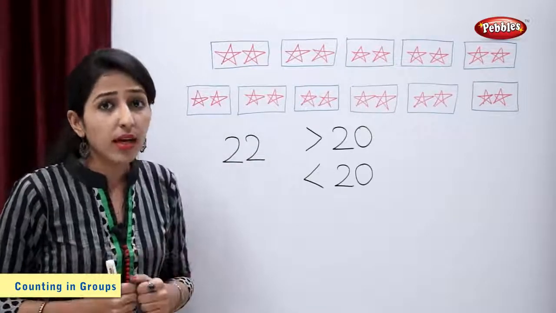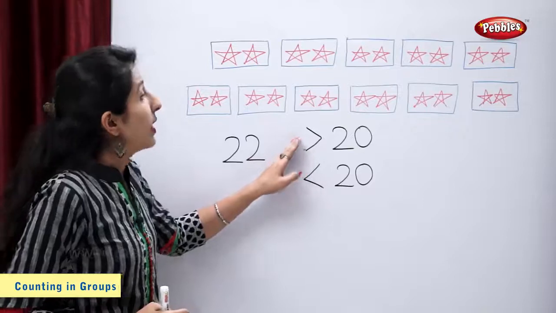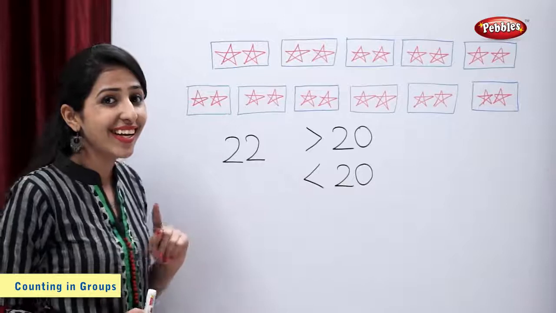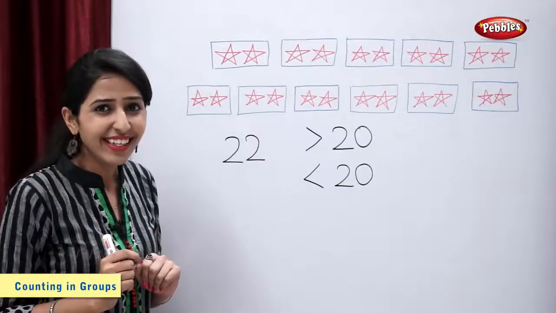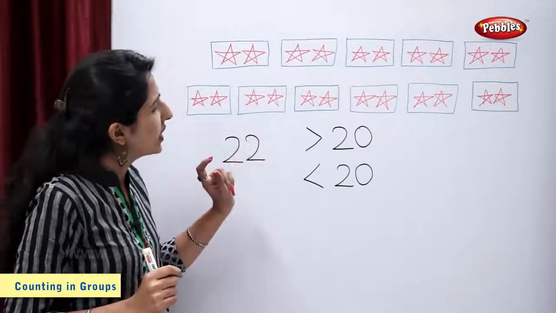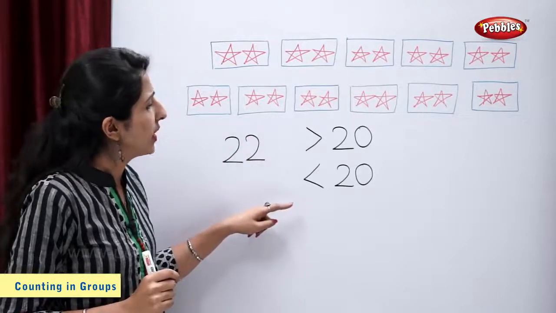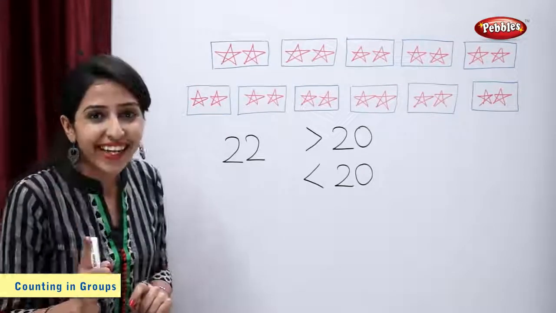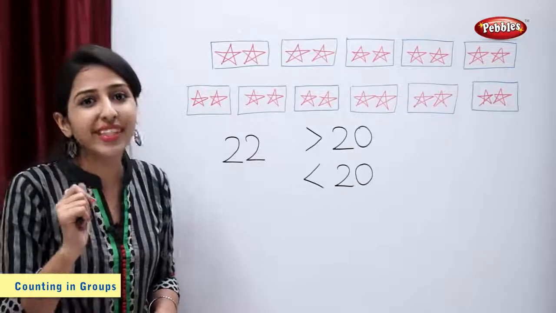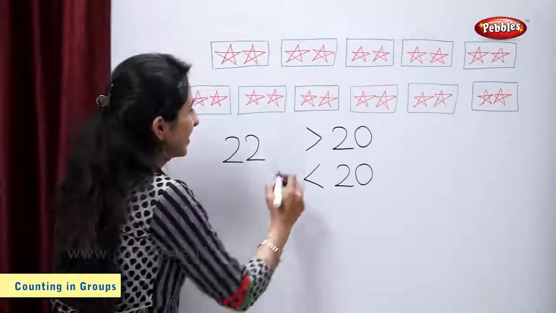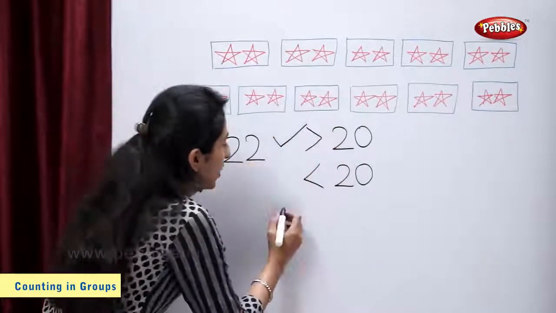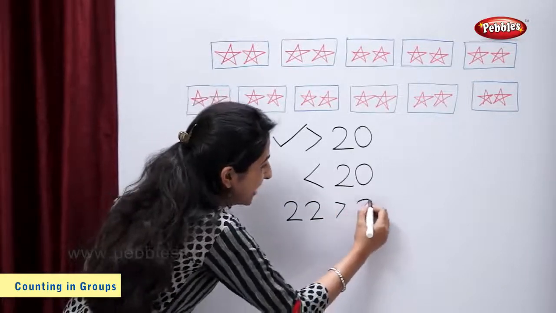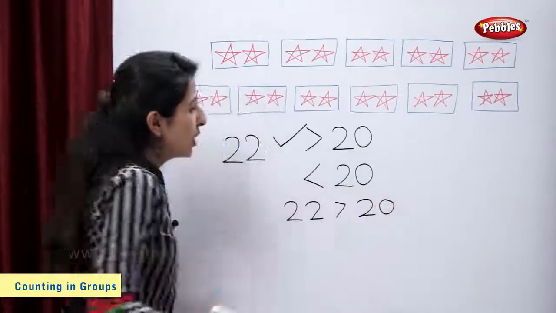Now tell me students, whether 22 is more than 20 or less than 20? Think and tell me. More than 20 or less than 20? Correct. 22 is more than 20. 22 is more than 20.